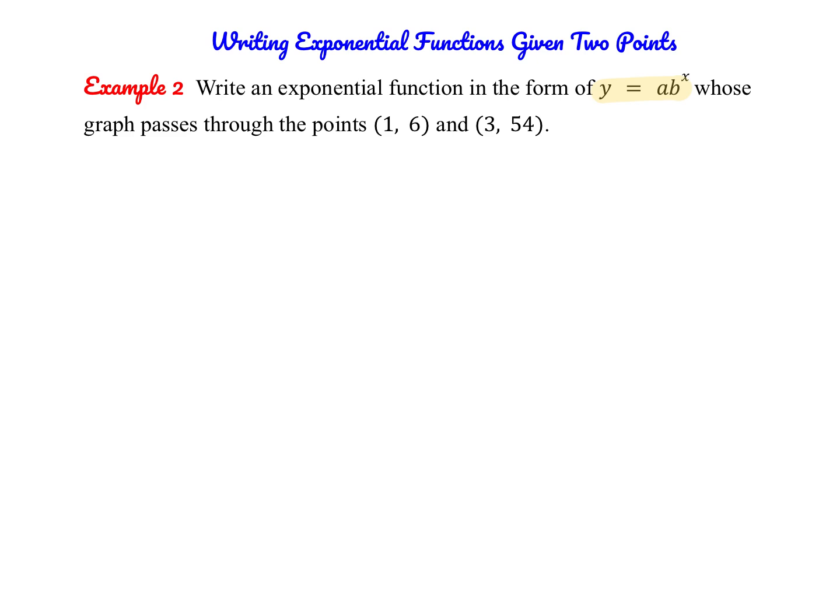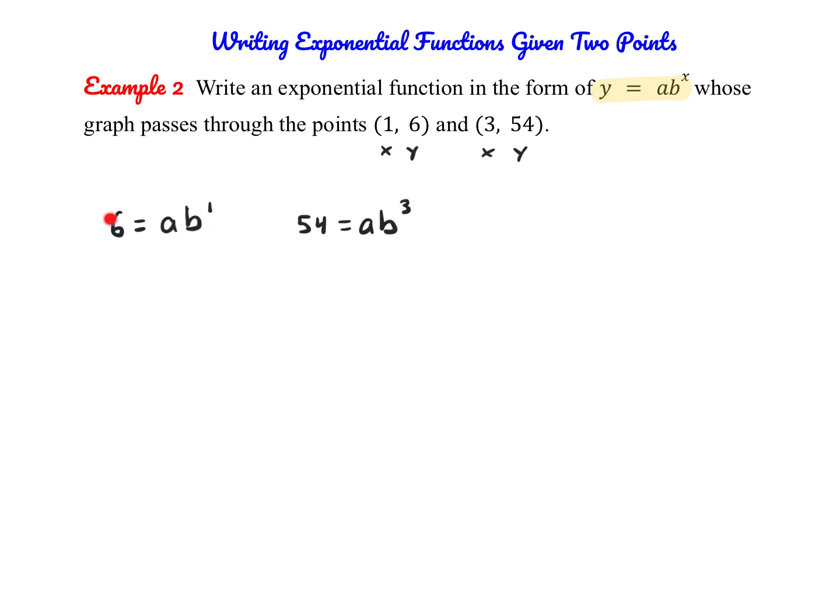So I'm going to do that by taking those two values that we're given, and we're going to substitute them for x and y. So if I substitute 1, 6 into this equation, we get 6 equals a times b to the power of 1. And if I substitute 3, 54 into this equation, we get 54 equals a times b to the power of 3.